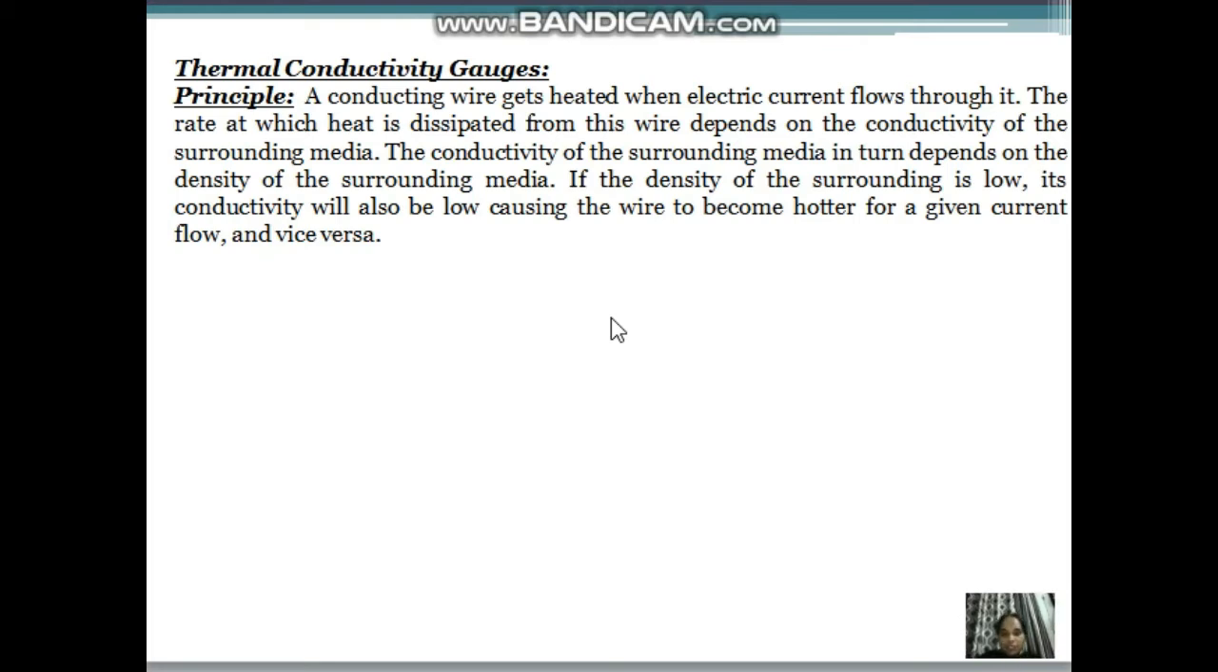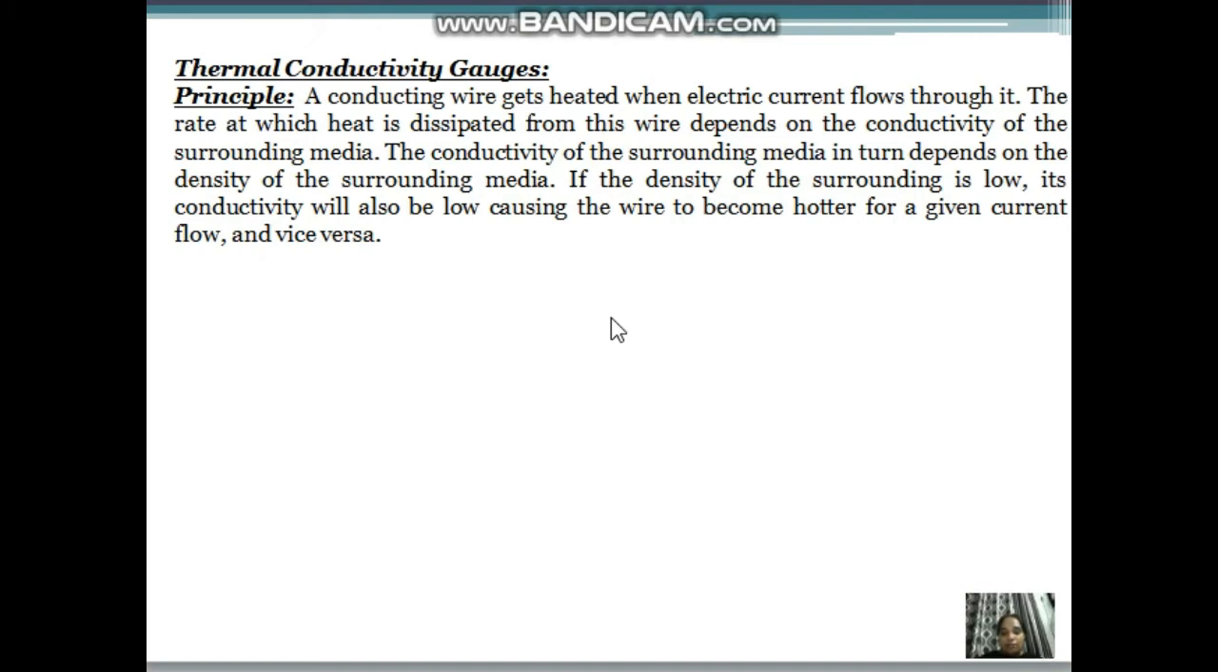So if you see here, all are interlinked. When the electric current flows through the conducting wire, it gets heated, but the heat dissipation depends on the conductivity of the surrounding media. Means the conductivity of the surrounding media in turn depends on the density of the surrounding media. The density of the surrounding media in turn depends on the pressure of the surrounding media. Means lower the pressure, lower will be the density. If the density of the surrounding media is very low, its conductivity will also be low, causing the wire to become hotter for a given current flow.